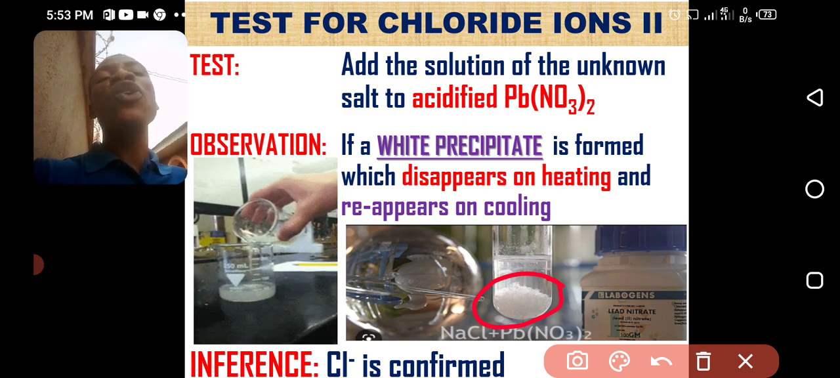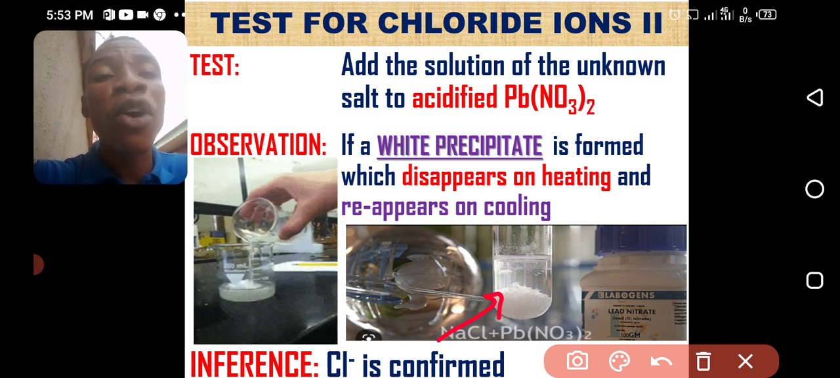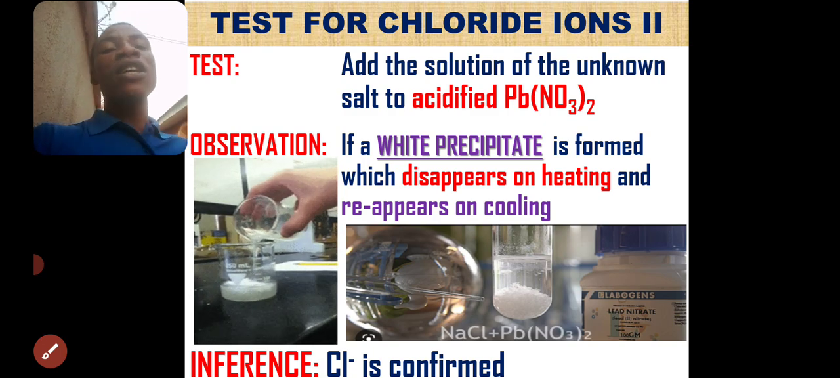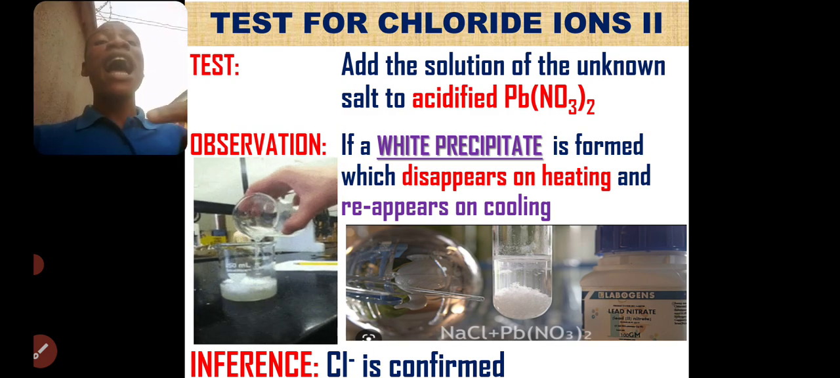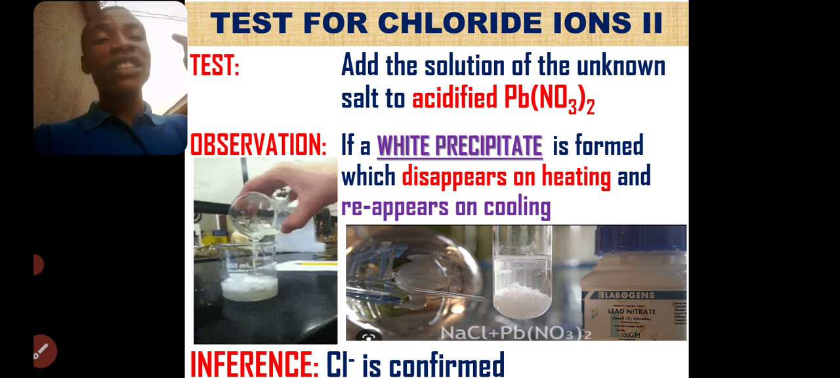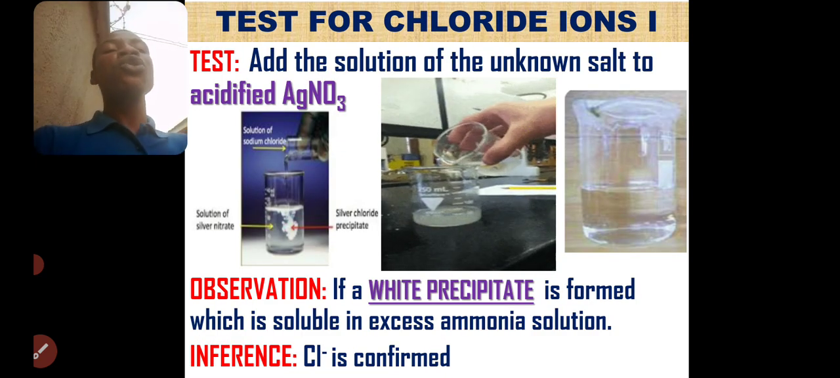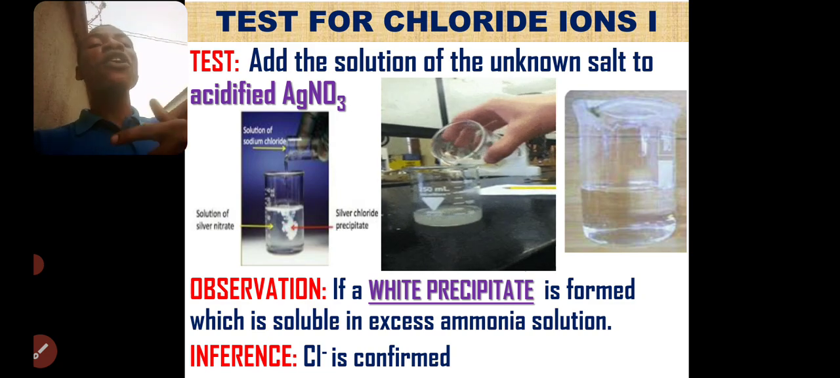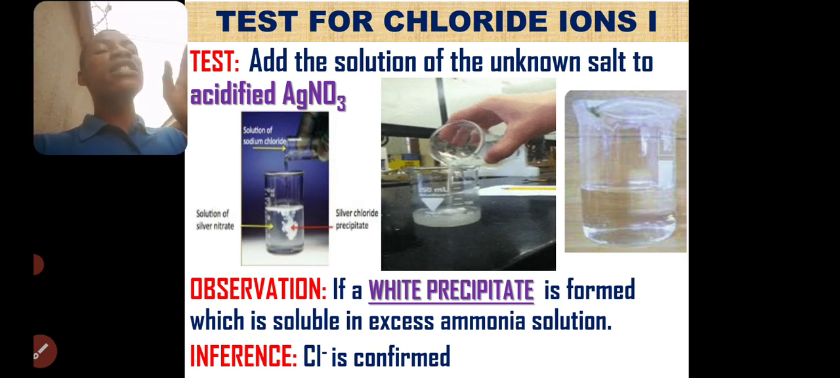Now if the ion is chloride ion, the precipitate will disappear on heating, or if you like, it will dissolve on heating, and when you allow it to cool down, the precipitate will reappear on cooling. So when you get a white precipitate with lead nitrate which disappears on heating and reappears on cooling, then that means the unknown salt contains chloride ion. So these are the 2 methods you normally use to test for chloride ion, or to test for ionic chloride, or test for soluble chloride. So it's all the same thing.